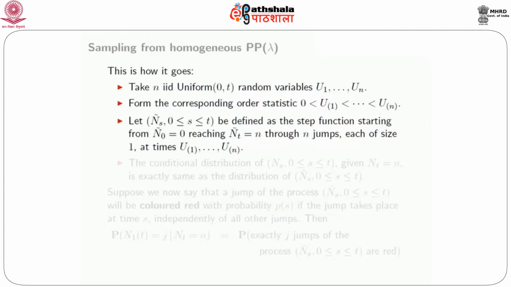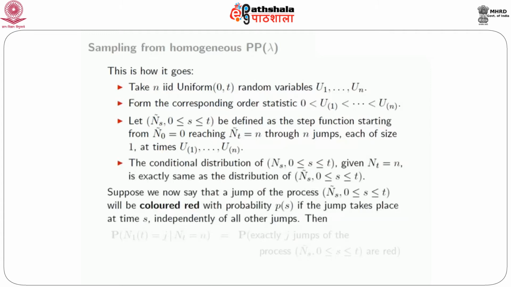Now I am going to define what the N tilde_s process is. Let N tilde_s be a process indexed by time s between 0 and t, defined as a step function starting from N tilde_0 equal to 0 and reaching N tilde_t equal to n through n jumps, each of size 1, and these jumps take place at times U_(1), U_(2), ..., U_(n). That's the only place where there is randomness. Then the conditional distribution of the process N_s for s between 0 and t given N_t equal to n is exactly the same as the distribution of the process N tilde_s for s between 0 and t as constructed by us.